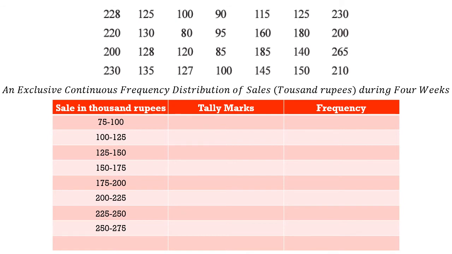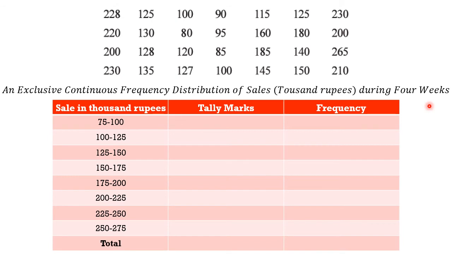So our lowest observation 80 is included in the first class. Our highest observation 265 is also included in our last class. So this is how we prepare the distribution. Then comes total. Now we have to start with the telemarks.